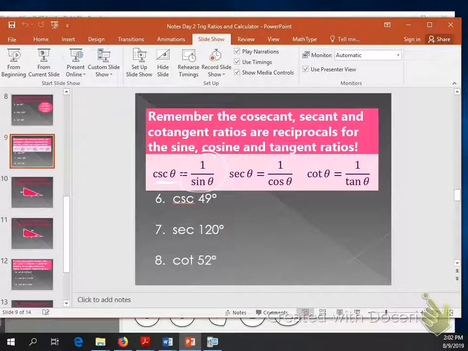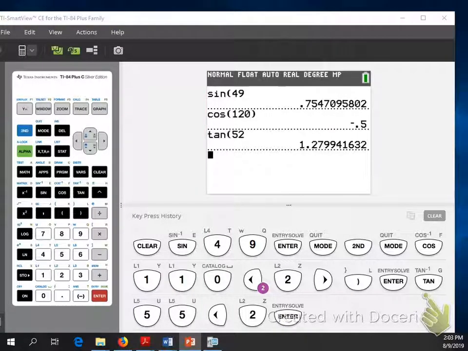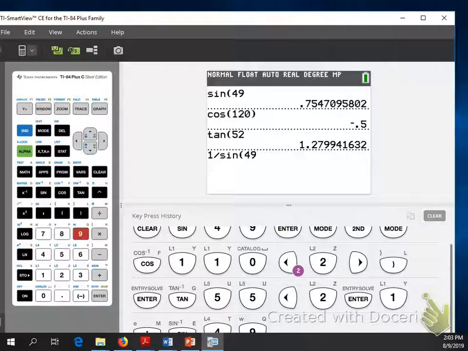So if we want to find the cosecant of 49 degrees, you'll notice you don't have a cosecant button on your calculator. So what you do instead is you type in 1 divided by sine of 49 degrees. Okay? And that would look something like this in your calculator. So 1 divided by sine 49 degrees, hit enter, you get 1.325, and that's the right value.